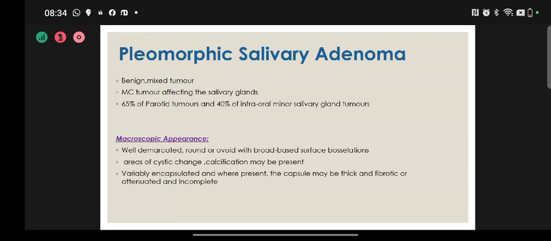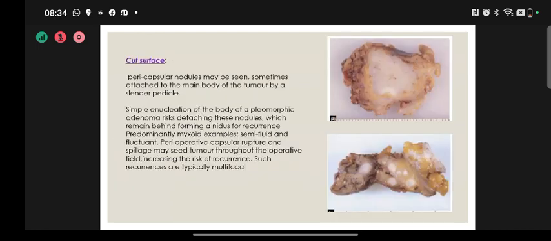It is variably encapsulated, and wherever a capsule is present, it may be thick and fibrotic or attenuated and incomplete. On the cut surface, pericapsular nodules may be seen. These are attached to the main body by slender pedicles. Now, what is important is that a simple enucleation of the body of a pleomorphic adenoma will risk detaching these nodules, which can be a nidus of recurrence. So it is very important to ensure that there is no tumor spillage. This will prevent recurrences in future.